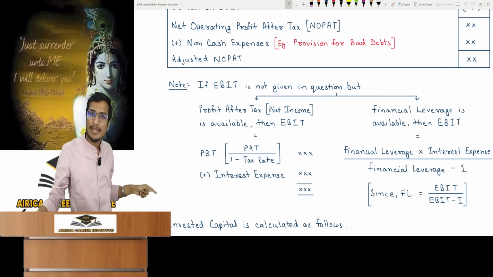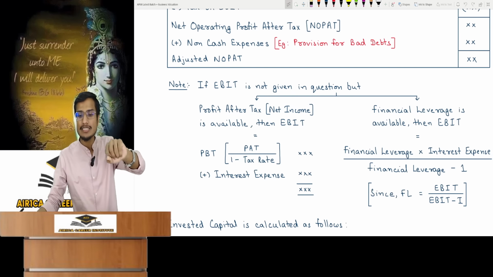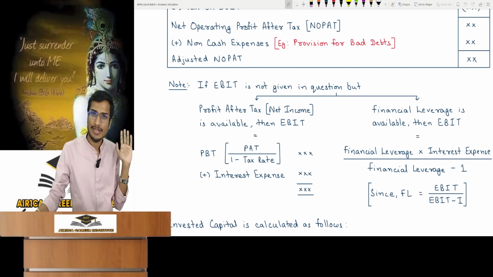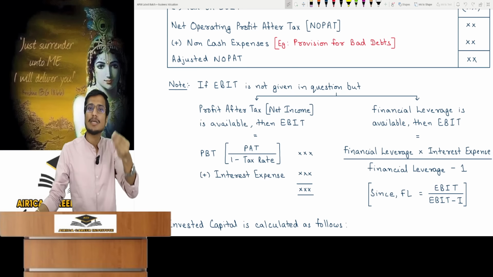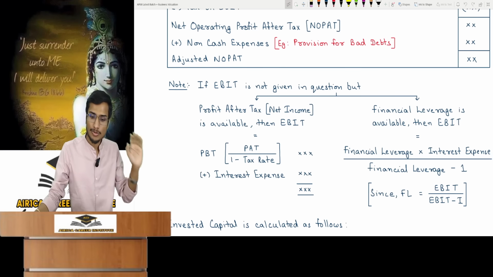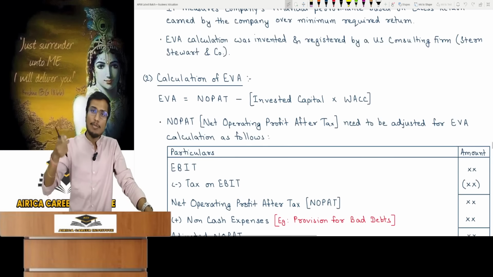Or if you don't know basic mathematics, then I had also directly said, how can you calculate EBIT? If I solve this very equation, EBIT will be financial leverage into interest expense divided by leverage minus 1. So now about EBIT. This is done to make the question a bit difficult, although it's not difficult if you know this process. We have NOPAT and WACC.